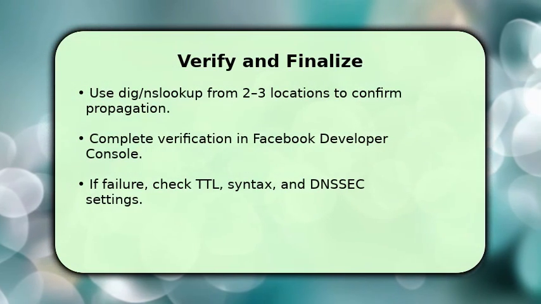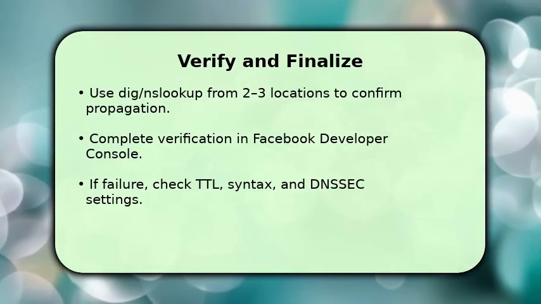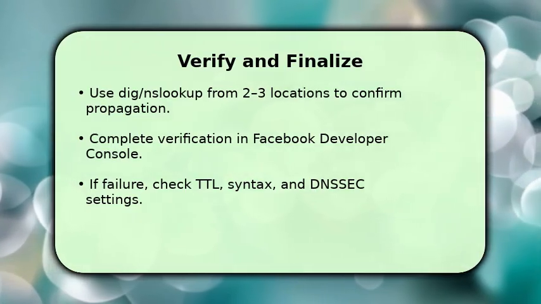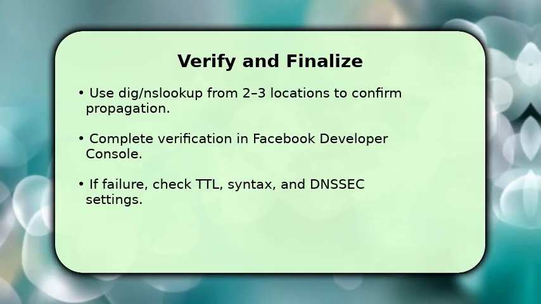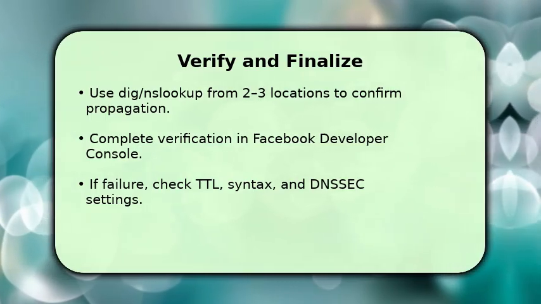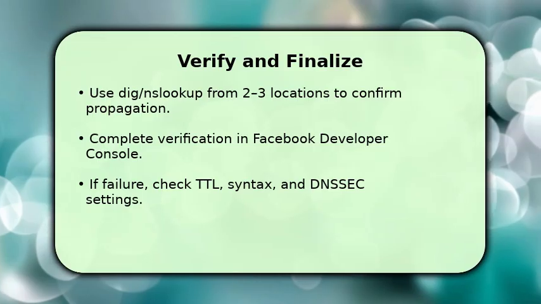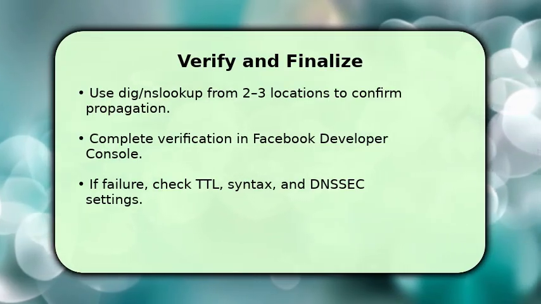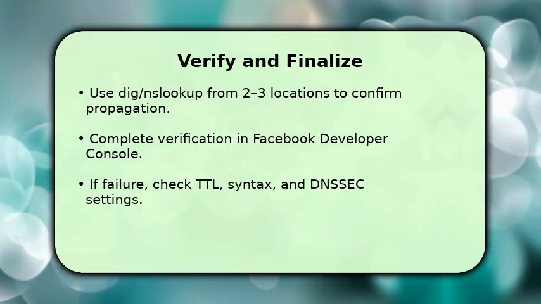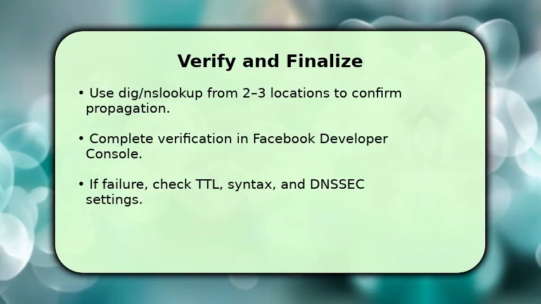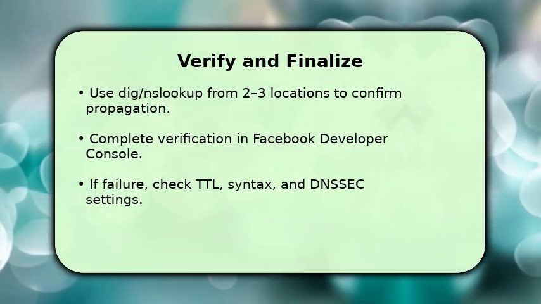Finish by verifying records have propagated. Run dig or nslookup from 2 to 3 geographic locations. You want consistent answers. Then complete the verification step in the Facebook Developer Console or Messenger settings. Facebook will check the DNS values you added. Once verified, test a message flow to ensure Messenger routes correctly.